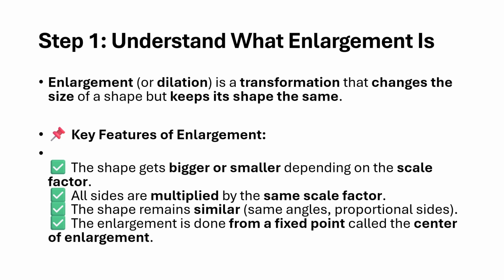If it is a negative scale factor, it's going to be negative. If it is a whole number, it's going to get bigger. If it's a fraction, it shrinks. If it is 0, it doesn't change. All the sides are multiplied by the same scale factor. The shape remains similar with the same angles and proportional sides. Enlargement is done from a fixed point called the center of enlargement.